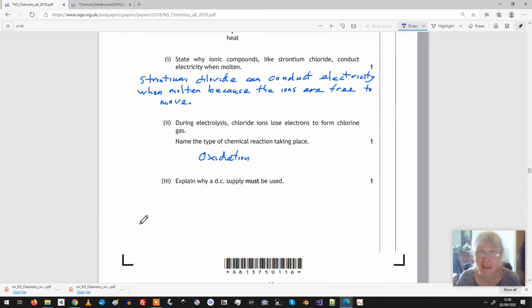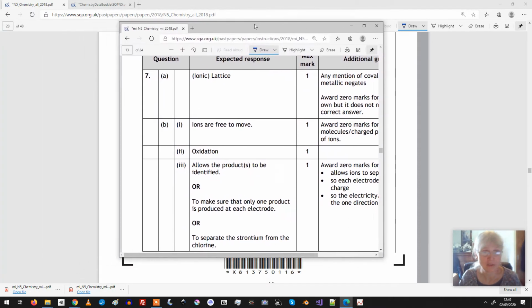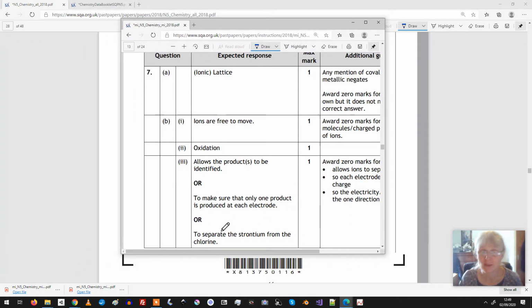Explain why a DC supply must be used. Don't say because you need a steady current going to the electrodes. Do say because to ensure that only one product is produced at each electrode, which I shall just show you rather than write because I'm lazy. To make sure that only one product is produced at each electrode.